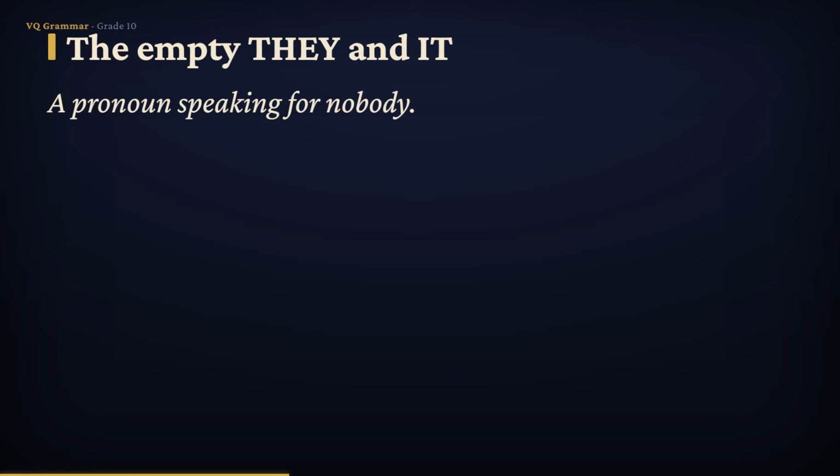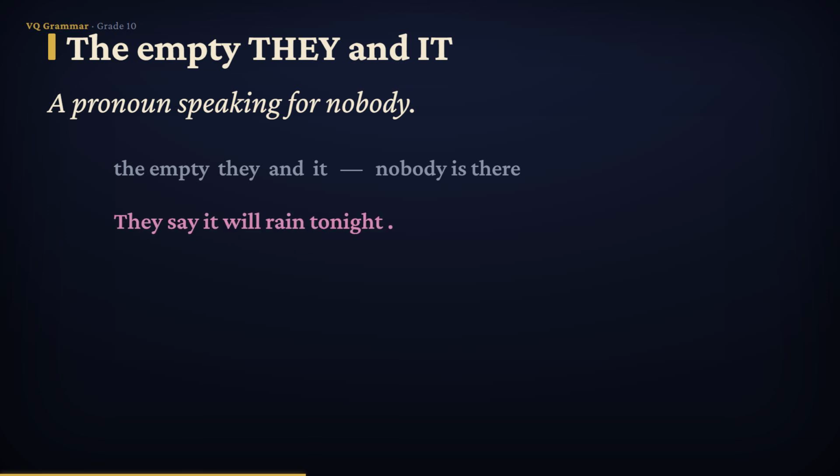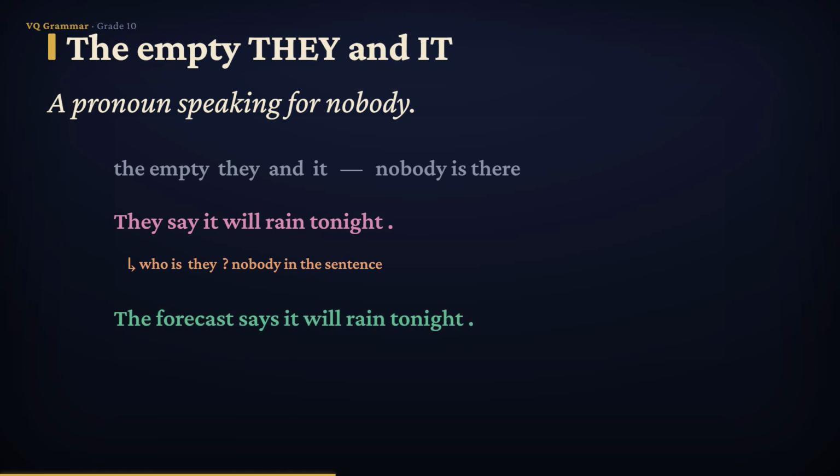There is a second flavor of vague reference, and it is one of the most common habits in everyday speech: the empty they and the empty it. Listen to this one. They say it will rain tonight. Who exactly is they? Say it out loud, and it sounds completely normal. But look at the page. There is no they anywhere in that sentence. The pronoun is standing there with nothing at all behind it. Name the source, and the sentence snaps into focus. The forecast says it will rain tonight.